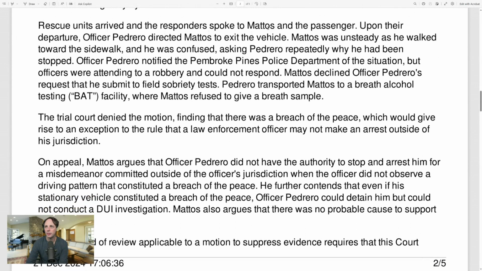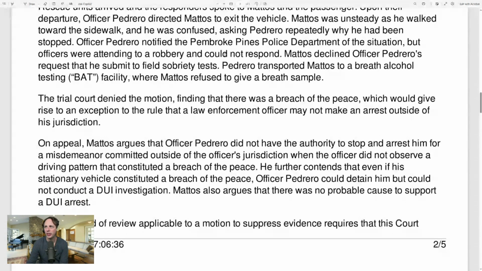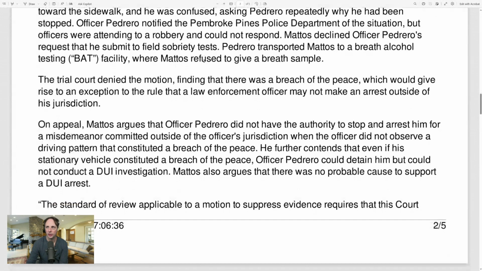Rescue units arrived, and responders spoke to Matos and the passenger. Upon their departure, Officer Pedrero directed Matos to exit the vehicle. Matos was unsteady as he walked toward the sidewalk, and he was confused, asking Pedrero repeatedly why he had been stopped. Officer Pedrero notified the Pembroke Pines Police Department of the situation, but officers were attending to a robbery and could not respond. Matos declined Officer Pedrero's request that he submit to a field sobriety test. So again, notice field sobriety test is different from breathalyzer.